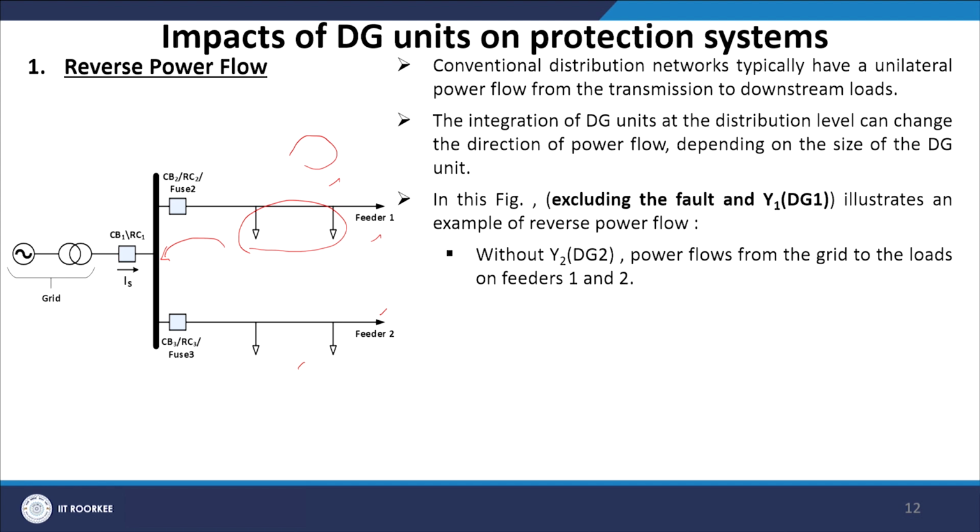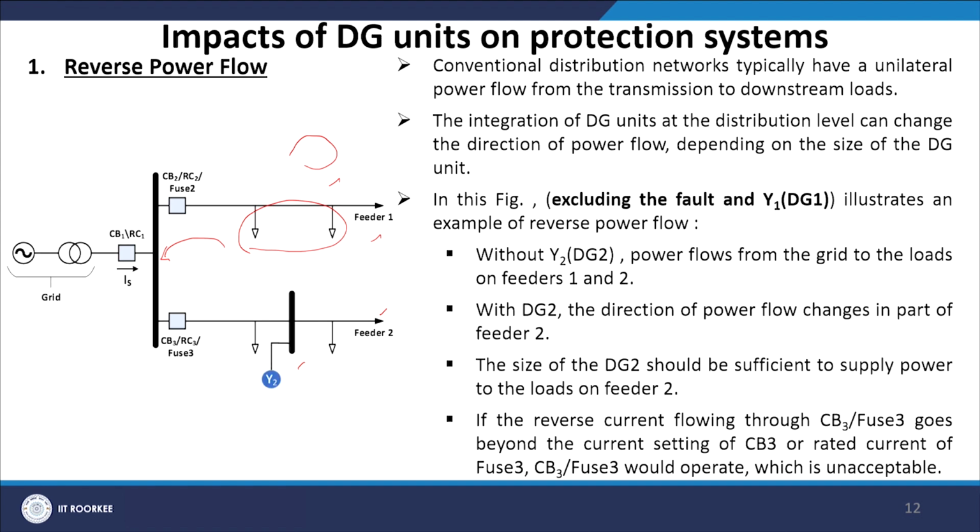In the given figure, excluding the fault and DG1, we illustrate an example of reverse power flow. Without DG2, power flows from the grid to the loads on feeders 1 and 2. With DG2, the direction of power flow changes in part of feeder 2. The size of DG2 should be sufficient to supply the power to the load on feeder 2. If the reverse current flowing through CB3 or fuse 3 goes beyond the current setting of CB3 or the rated current of fuse 3, then CB3 or fuse 3 would operate, which is unacceptable.